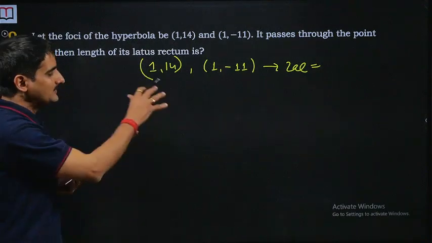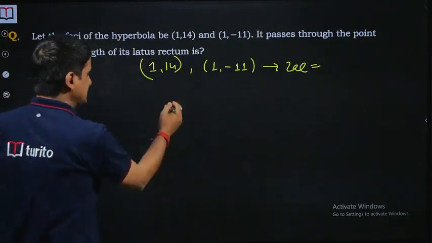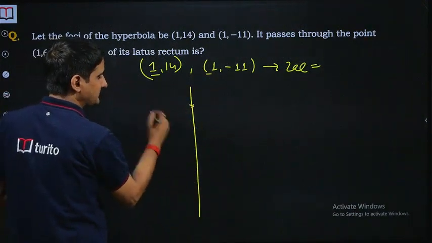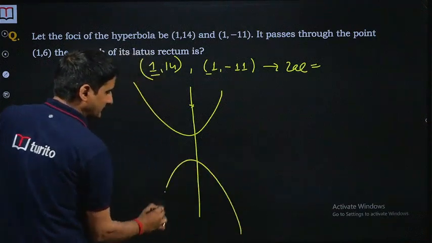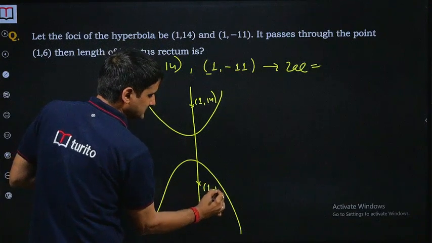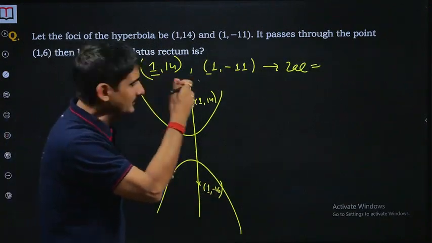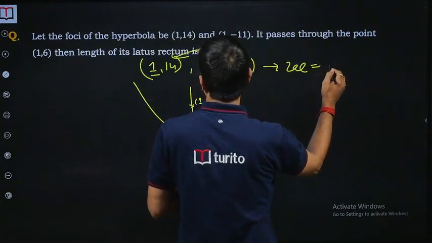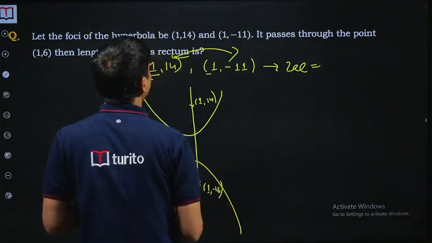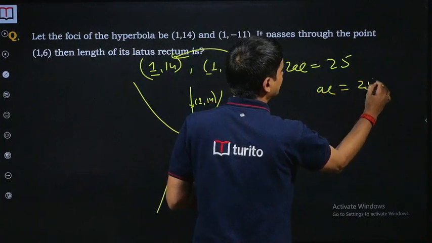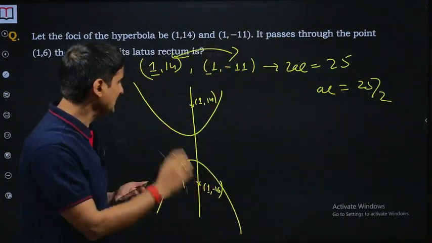Okay, so 2AE. So you can say that since the abscissa are the same, the foci lie on a vertical line. So it's a vertical hyperbola. Of course, it's a vertical hyperbola. But still I'm using the results for the horizontal hyperbola. So 2AE is the distance between foci, and how much is it? It is minus 11, 16, minus 25. So AE is 25 by 2. Isn't that so? AE is 25 by 2.